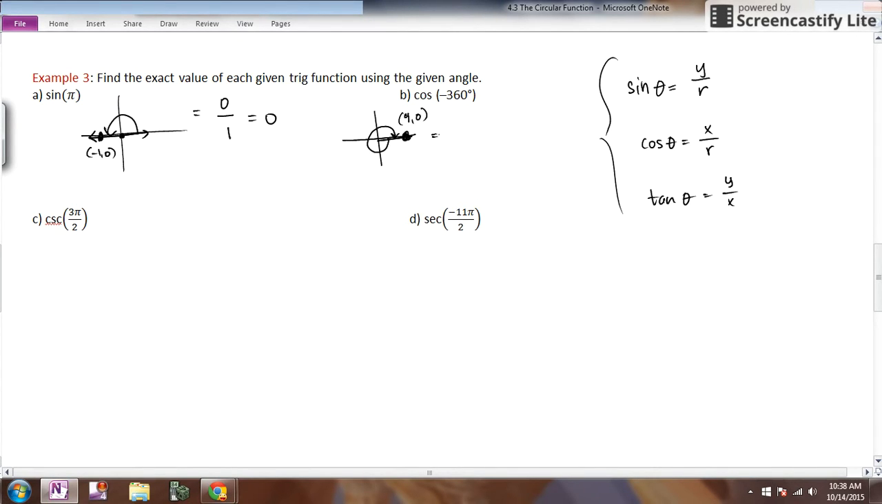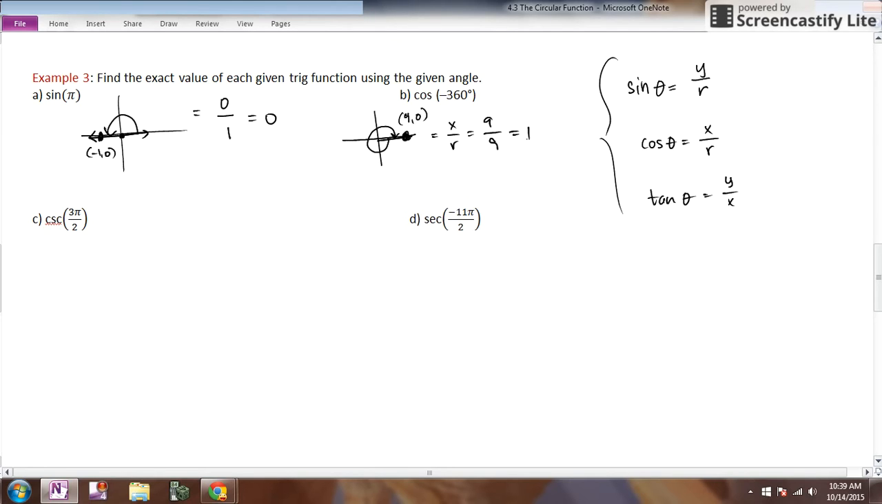Now my r value is a squared plus b squared equals c squared. So 9 squared plus 0 squared is 81, and then square rooted is 9. So my cosine value is going to be the x over the r, or 9 over 9, which is 1. In fact, it'll always be 1 for cosine of 0 degrees or 360 or negative 360. That's just a nice thing to know, and that's where these little things come in handy.